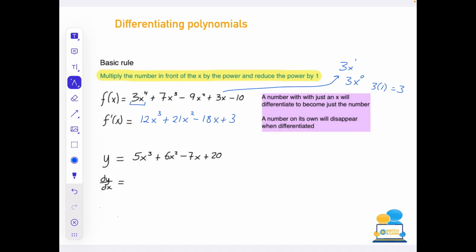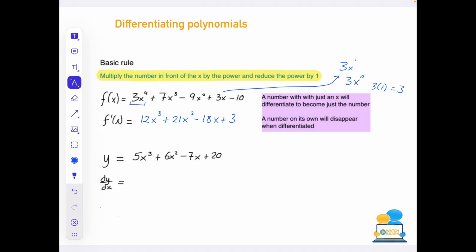But I think it's relatively easy to remember. A number with an x will just differentiate to become just the number. So if there's no power on the x, that's what will happen. And then a number on its own will just disappear when differentiated. That's a little bit of an oversimplification, but if you just learn that rule, you can't go wrong. So that minus 10, when you differentiate, will just disappear. Okay, so that's our first one differentiated.